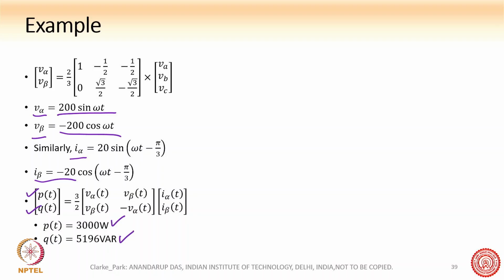In fact, since this is a balanced case, this will be equal to 3 VRMS IRMS cos phi, and this will be 3 VRMS IRMS sin phi. Numerically they are all equal. You can check it out yourself.